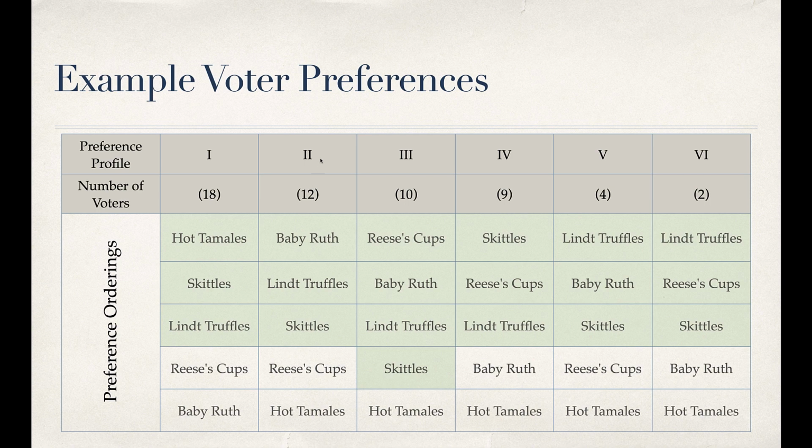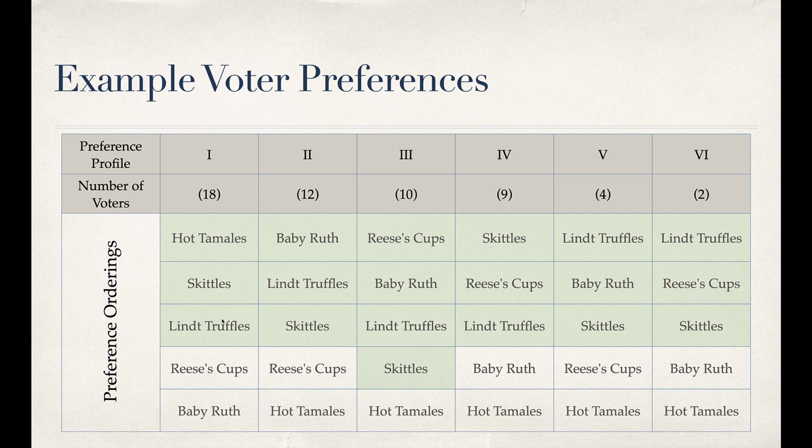For preference profile number 2, there are 12 voters who strictly prefer Baby Ruth to Lindt truffles. They strictly prefer Lindt truffles to Skittles. They strictly prefer Skittles to Reese's Cups, and they strictly prefer Reese's Cups to hot tamales, right? So that's how you read this. This is their preference ordering, best to worst, and this is the number of voters who have that preference ordering. So there are 10 people who have this particular preference profile. That's how you read this.